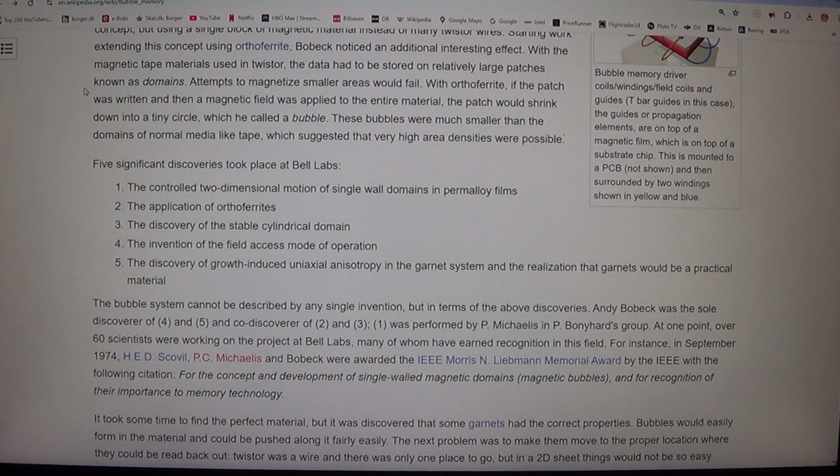With orthoferrite, if the patch was written and then a magnetic field was applied to the entire material, the patch would shrink down into a tiny circle, which he called a bubble. These bubbles were much smaller than the domains of normal media like tape, which suggested that very high area densities were possible. Five significant discoveries took place at Bell Labs.